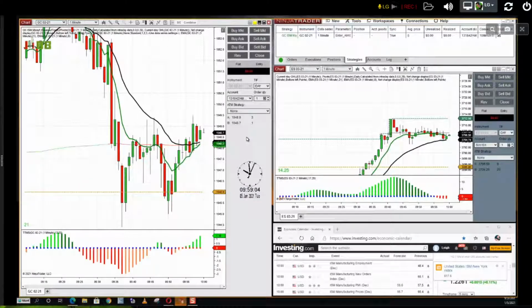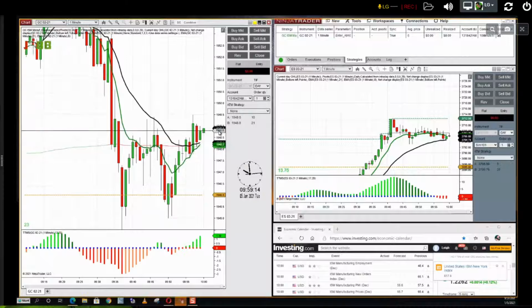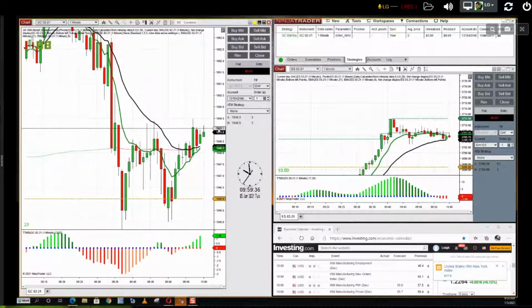You've got a minute to go. If you did want to cancel the trade, you would click that check mark and uncheck it. That would uncheck your trade and that would cancel the particular trade. So we have 20 seconds.